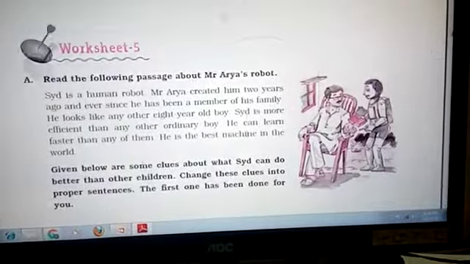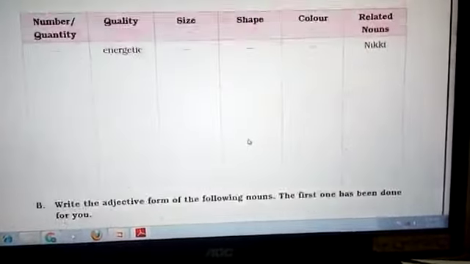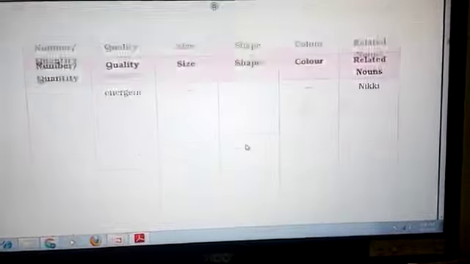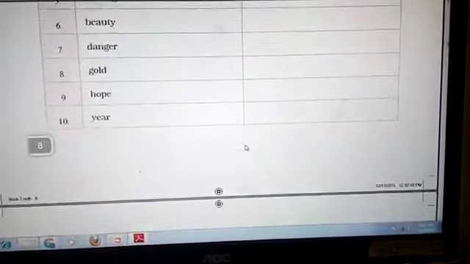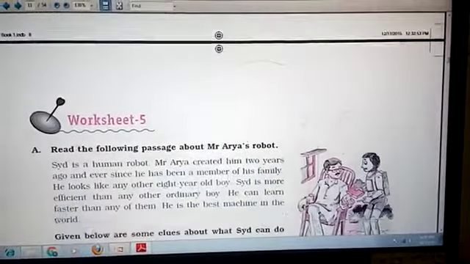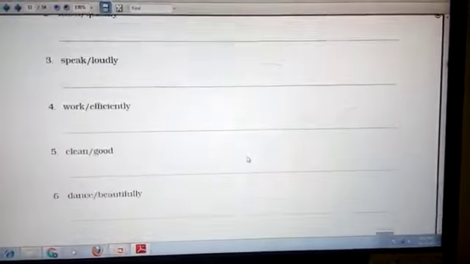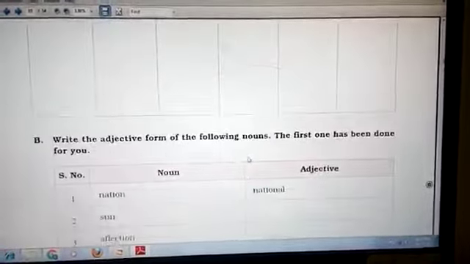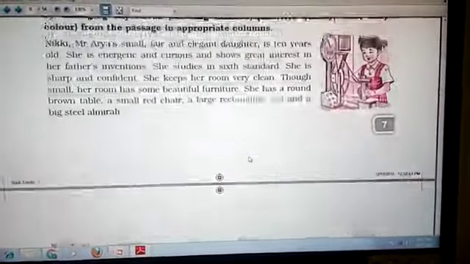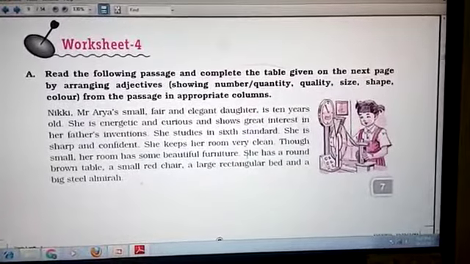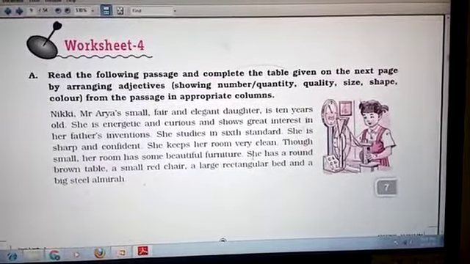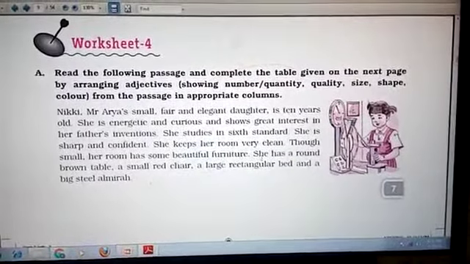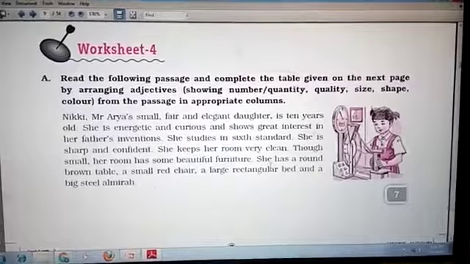Now you can do worksheet number 4 and 5 in your copy and show me. I want to see whether you have understood the lesson or not. Do it in your copy and post your answers in the group so that I can go through that and check how many of you have understood it. Okay? Thank you. Do this just now.